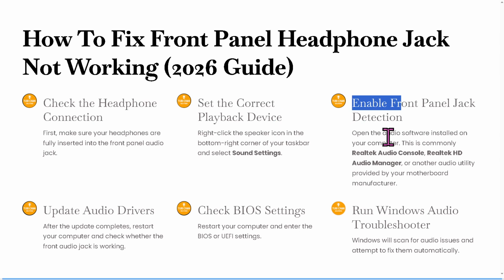In this step, you need to open the audio software installed on your computer. This is commonly known as Realtek Audio Console, Realtek HD Audio Manager, or sometimes another audio utility provided by your motherboard manufacturer. Then look for the settings related to front panel detection, under connector settings and device advanced settings. Make sure the front panel audio is enabled, save any changes, and test the headphone jack again.